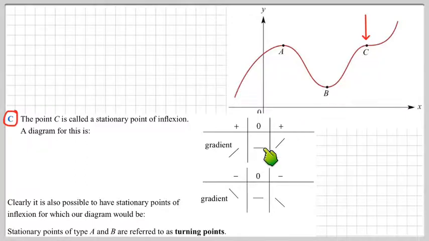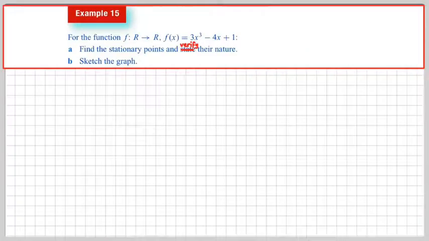Okay, now lastly, I just want to mention that stationary points types A and B are called turning points because they turn around, from going positive to negative in the gradients, or from negative to positive. They turn around the other way, from going upwards to going down, or from going downwards to going up. That's why they're called turning points. It all makes a lot of sense.